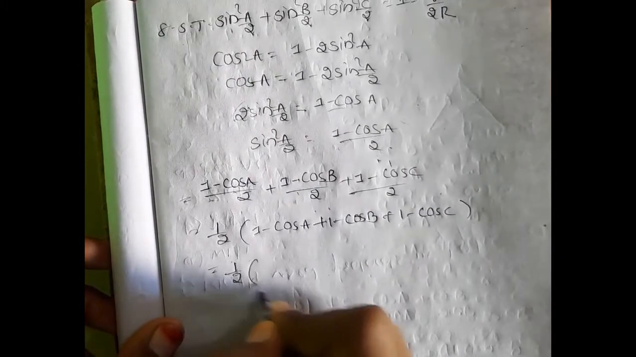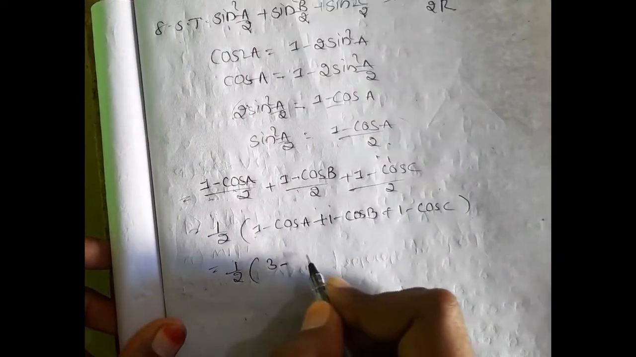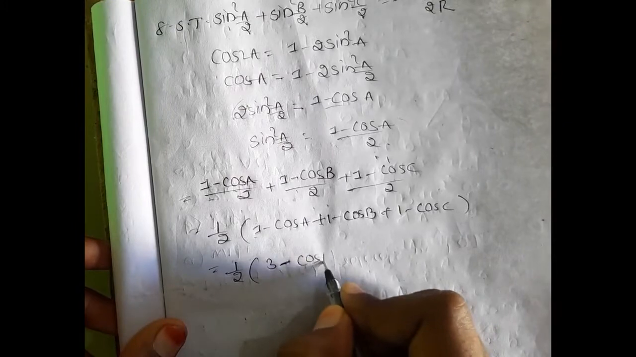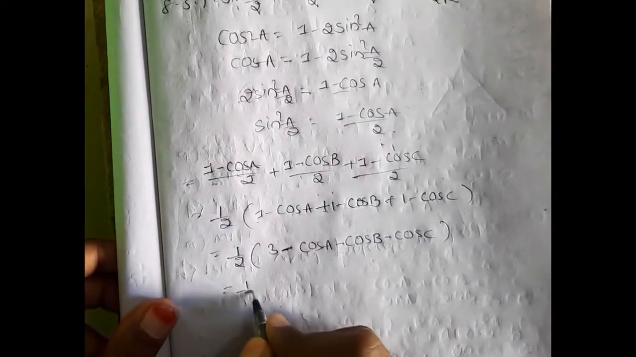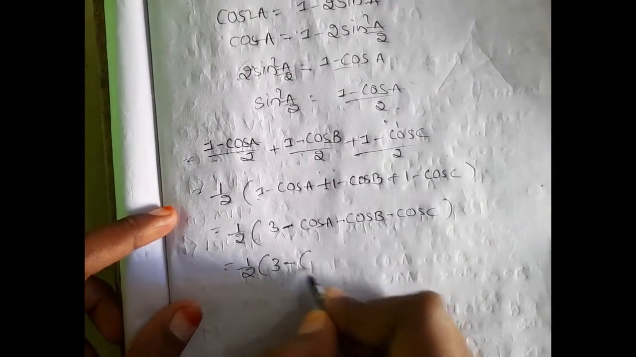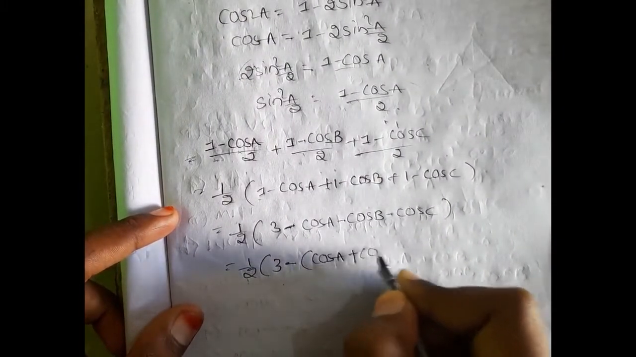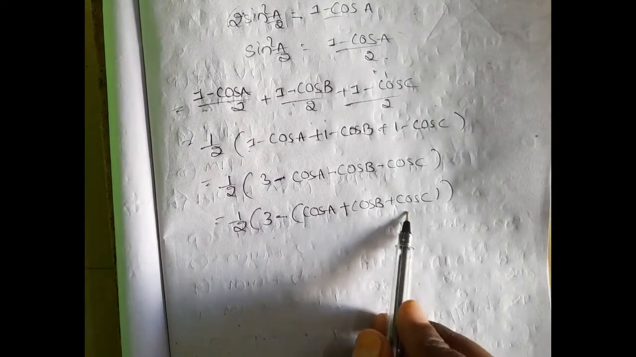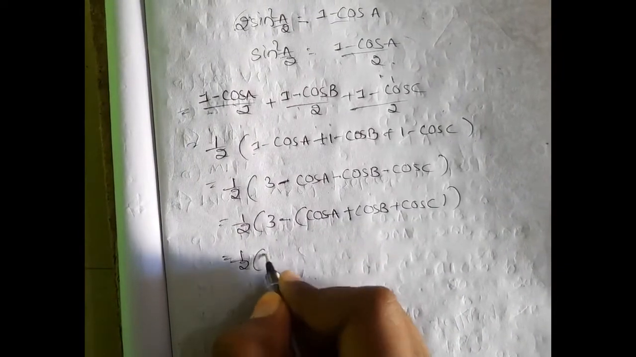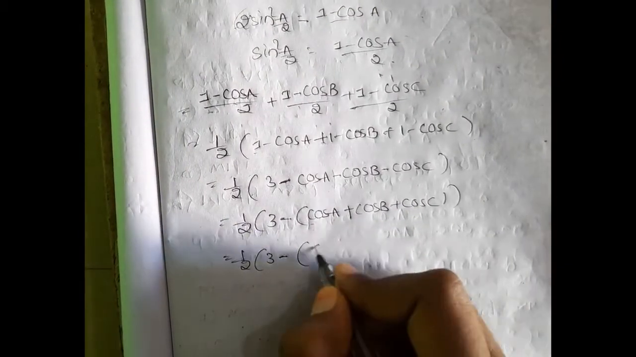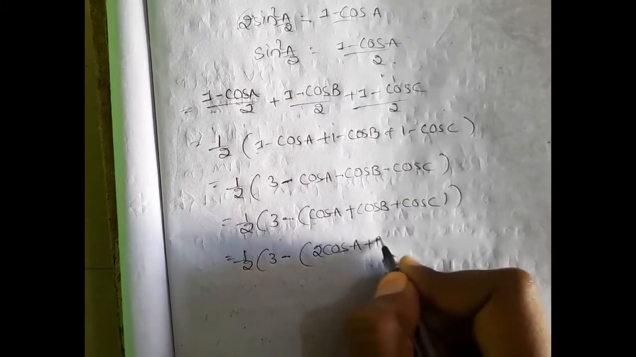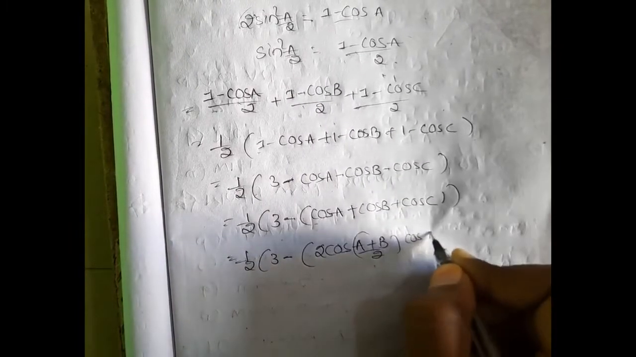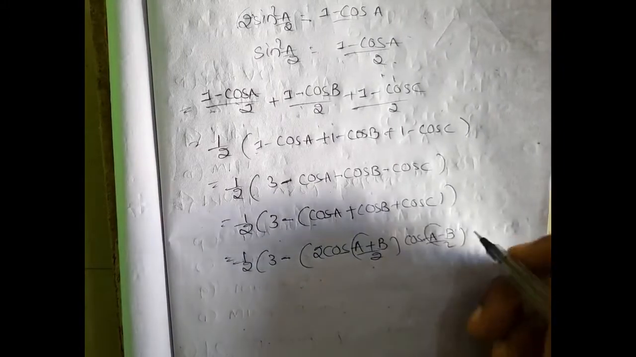Now 1 by 2, 1 plus 1 plus 1 is 3, minus cos A minus cos B minus cos C. So 1 by 2 of 3 minus cos A plus cos B plus cos C. Now it is in the form of cos C plus cos D, which is 2 cos of (C plus D) by 2 times cos of (C minus D) by 2. So here we have A and B, right?